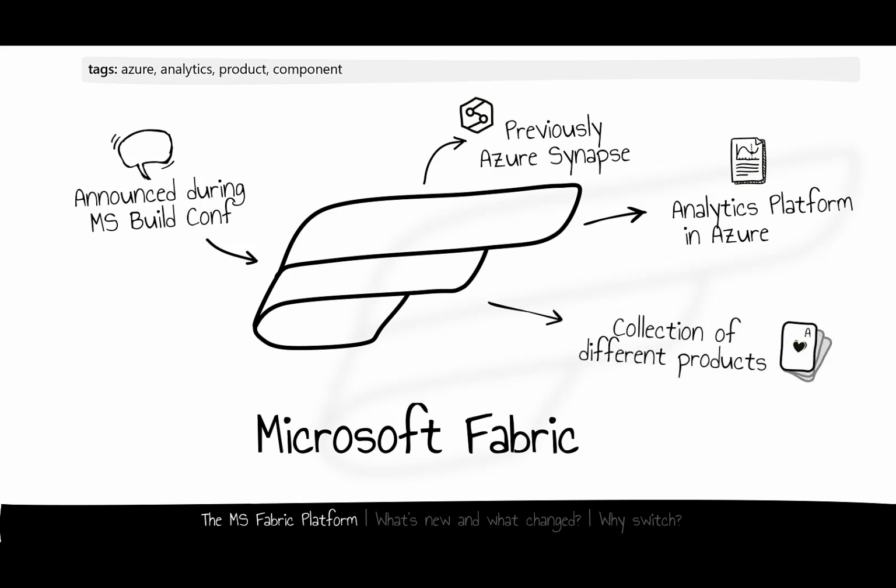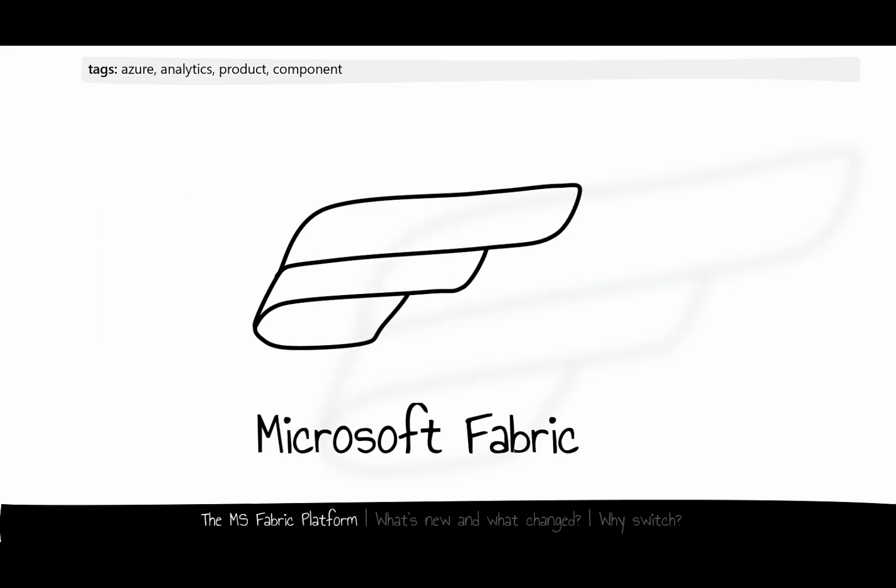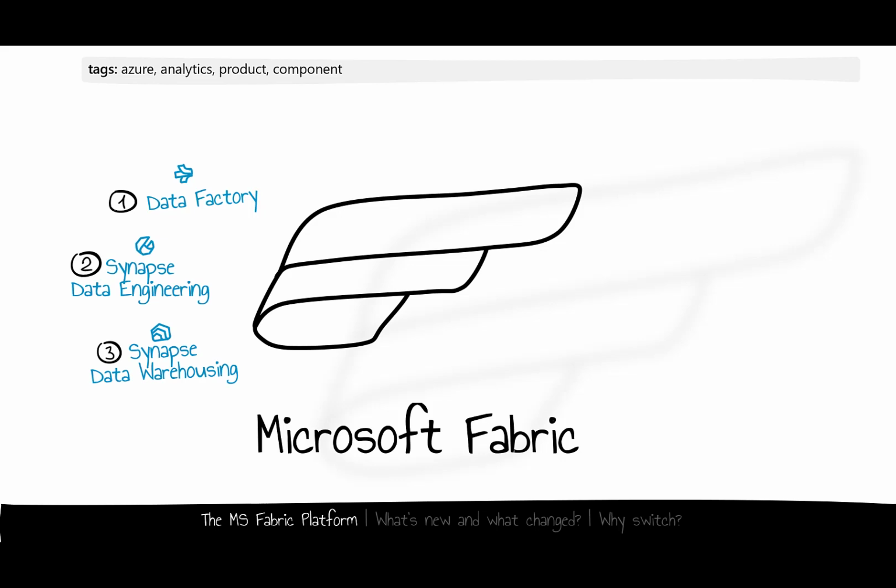With Microsoft Fabric, the emphasis is on creating a set of services that can be used by different roles in an organization. Amongst other topics, Microsoft Fabric centers around three things: a unified user experience, the Lakehouse architecture, and content that is generated or driven by artificial intelligence. The six key areas in Microsoft Fabric are Data Factory, Synapse Data Engineering, Synapse Data Warehousing, Synapse Data Science, Synapse Real-Time Analytics, and Power BI.